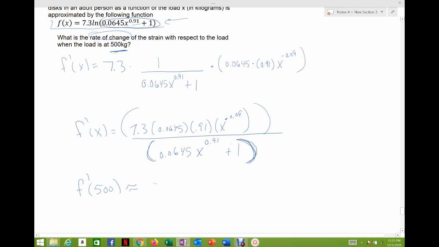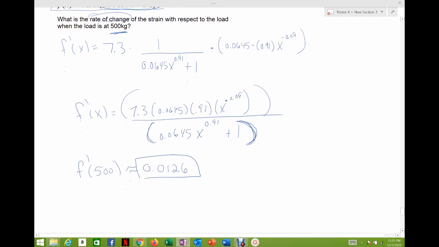Alright, if you do that, I'm going to round a few decimal places, so when you type it in, it should come out 0.0126. Remember, that's not how we leave the answer. Alright, we answer the question with appropriate units. And so what's the rate of change?